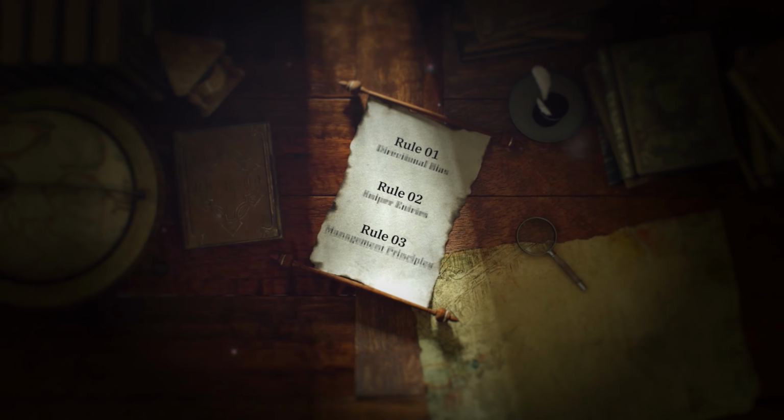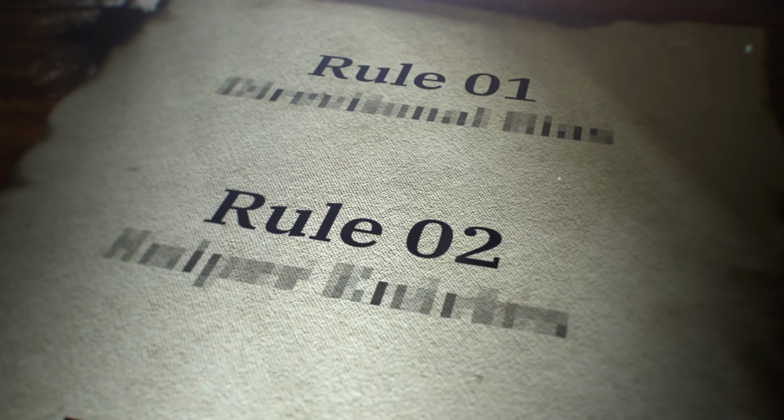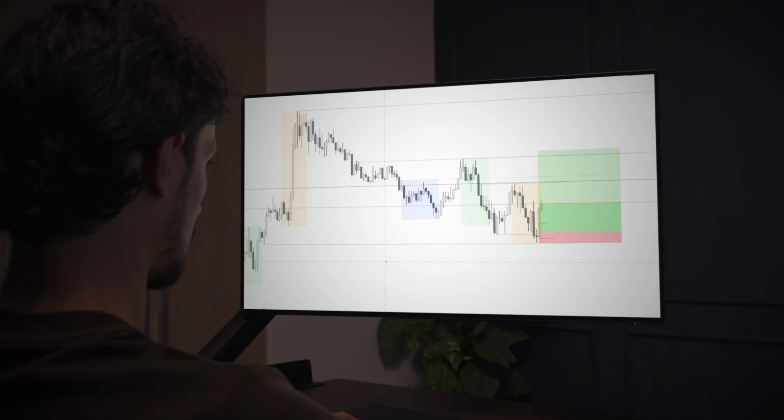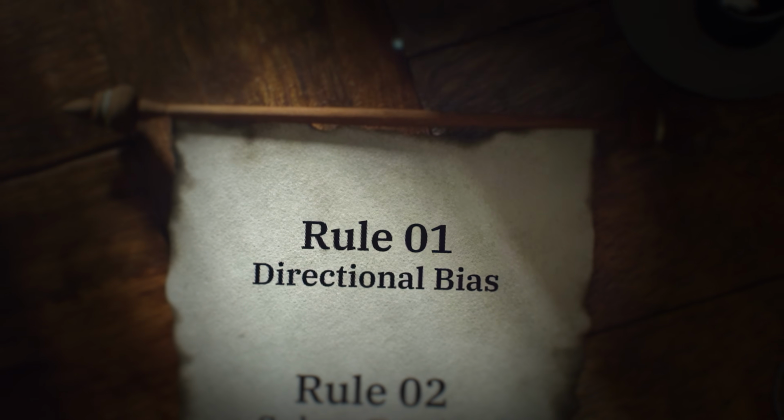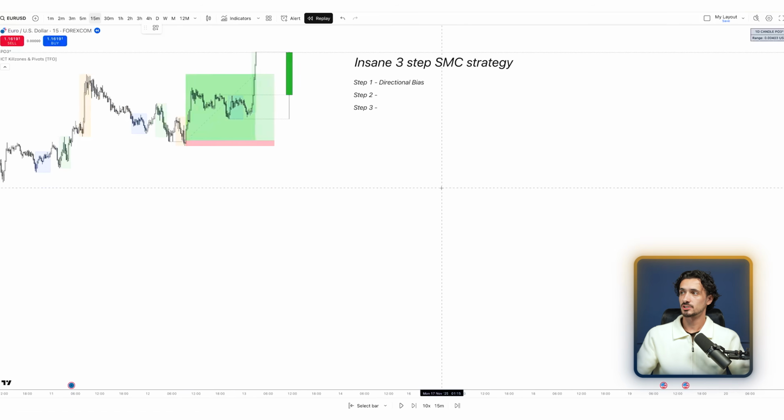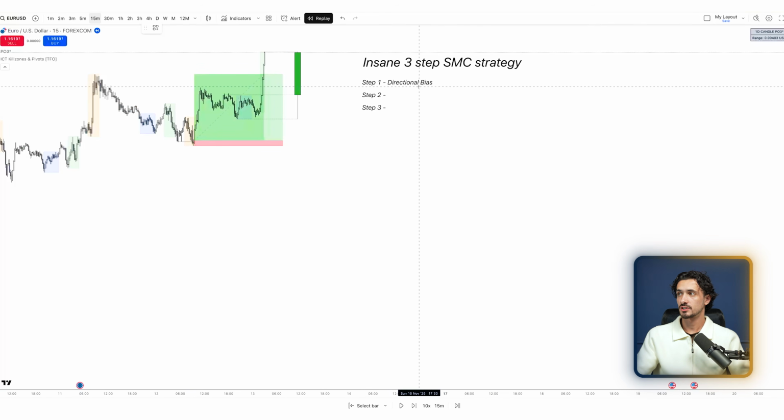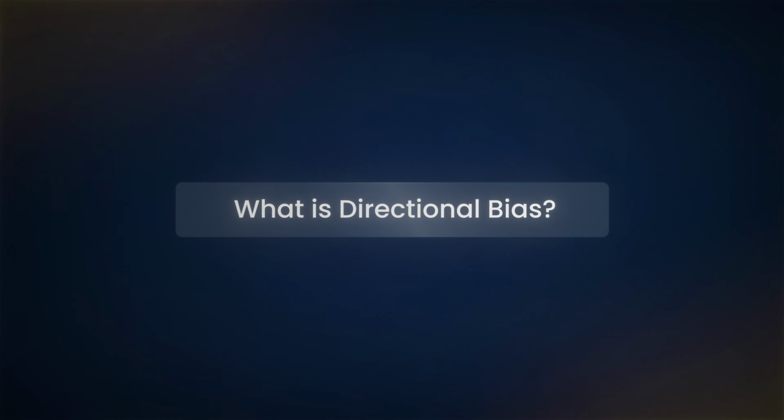I'm going to be starting with 3 simple rules, theoretical and practical, and then we're going to apply it all to the markets and break down step by step the exact trade that was taken. Let's dive straight in. So let me start with step number 1, which, as you can see here, is directional bias. What is directional bias?